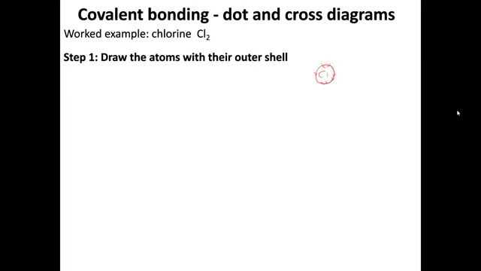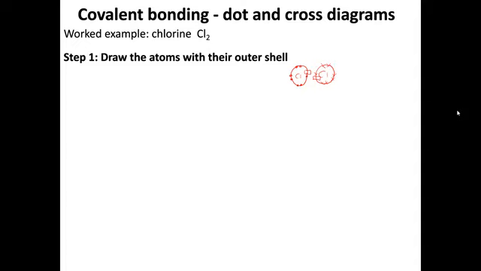Okay, so there's the first one. And then the second one. So I'm going to draw, just like we did for ionic, dots for one and crosses for the other. So 1, 2, 3, 4, 5, 6, 7. So we can see here that there is a space there for an electron to go. It's only got 7 in its outer shell, it needs 8, and there's a space there.